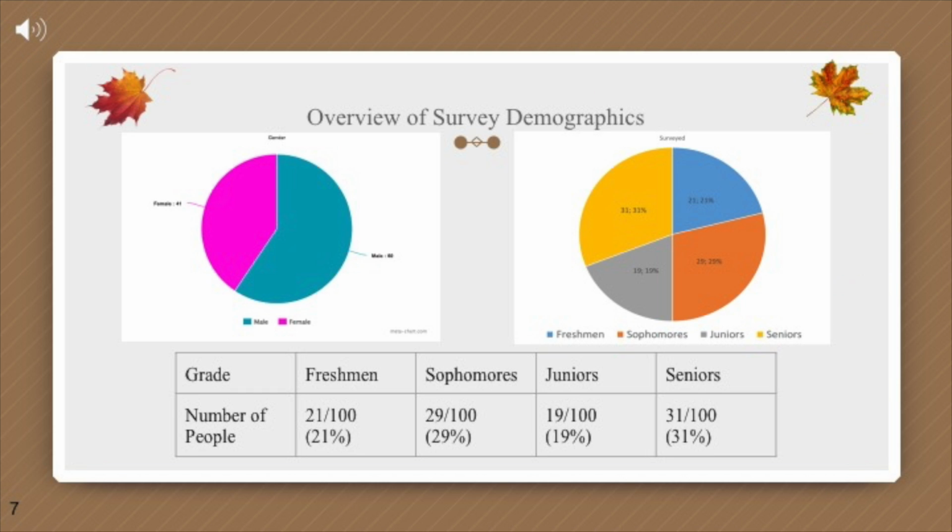We surveyed 21 freshmen, 29 sophomores, 19 juniors, and 31 seniors. The difference in the number of students surveyed from each grade can be attributed to different homeroom sizes, and therefore there were different numbers of people that were surveyed. 41% of the respondents were female and 51% were male, which, in the case of some of our questions, such as shoe size and height, is important to know so that we can separate the data based on gender.